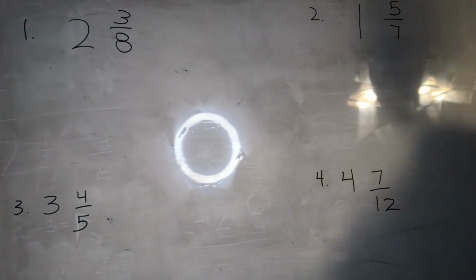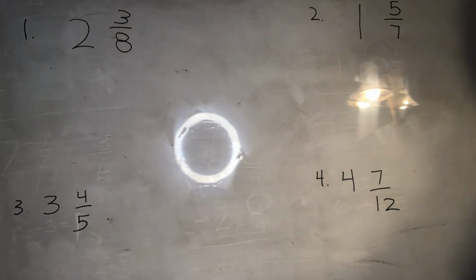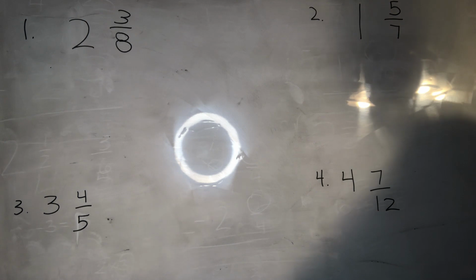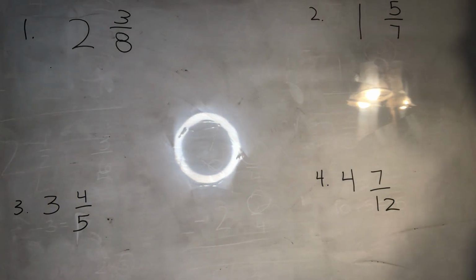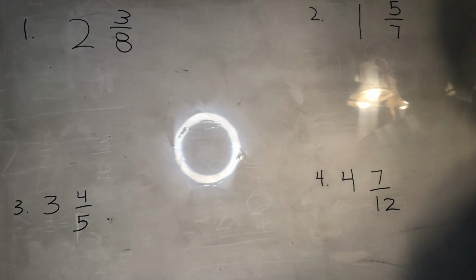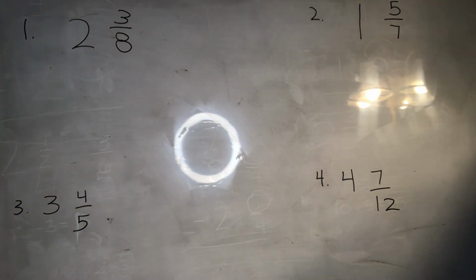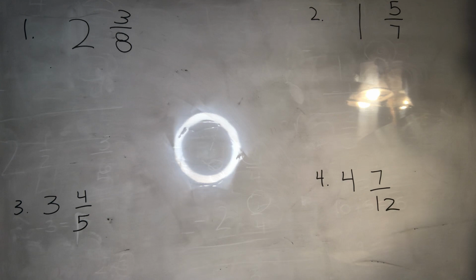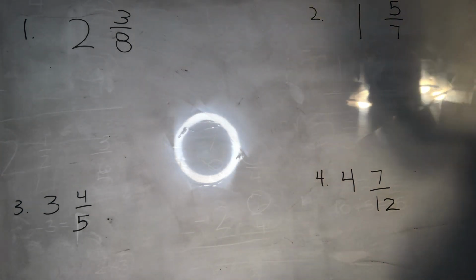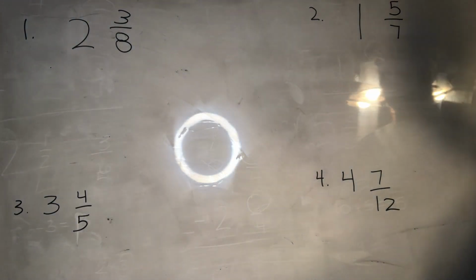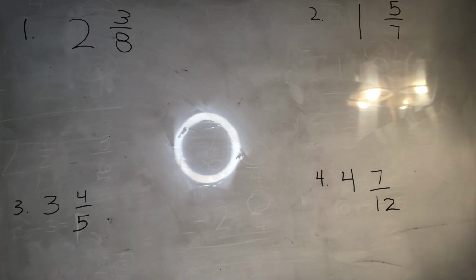Alright guys, so we're going to look at these 4 problems. Well, they're not actually problems, they are mixed numbers. We have our first one, 2 and 3 over 8. Our second one is 1 and 5 over 7. Our third one is 3 and 4 over 5. And our fourth one is 4 and 7 over 12.